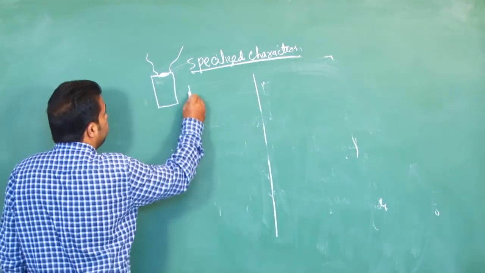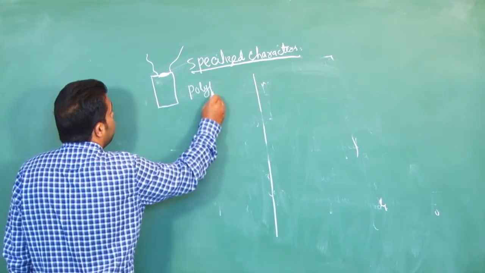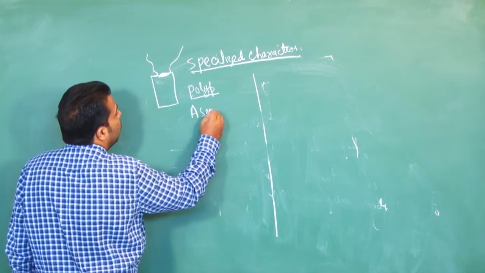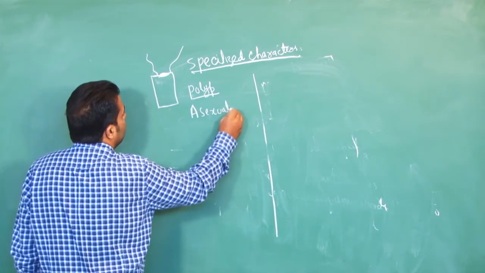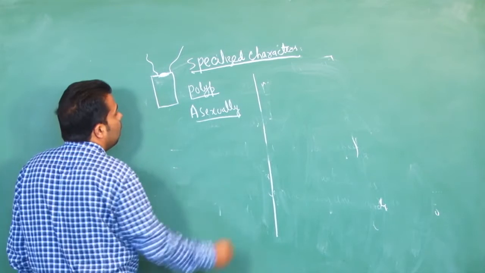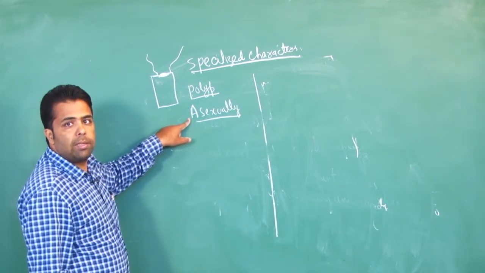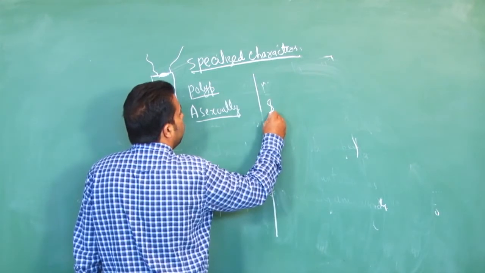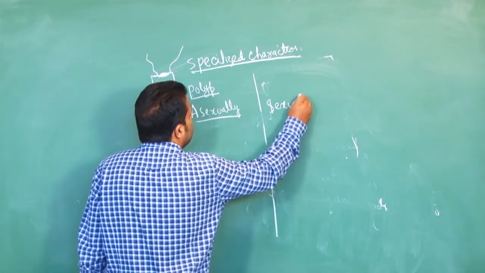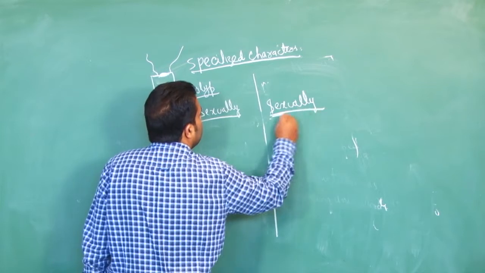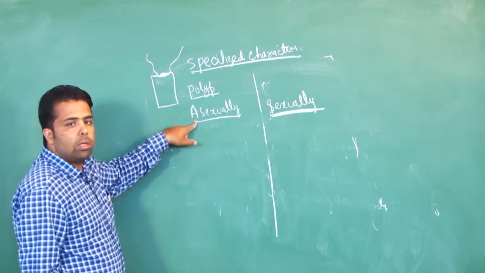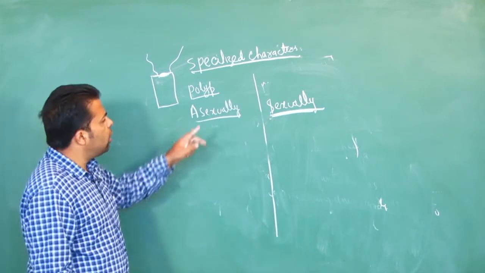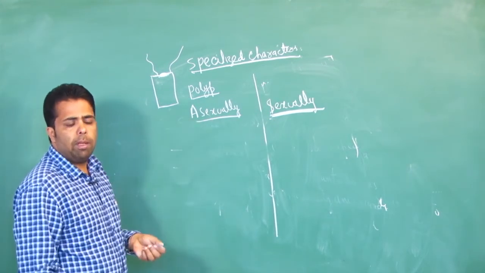Polyp reproduces asexually. How does polyp reproduce? Polyp reproduces asexually, and medusa reproduces sexually. So there are a lot of differences between the polyp and medusa.